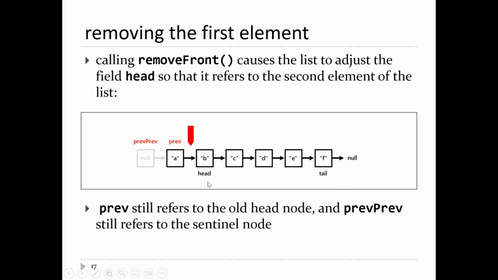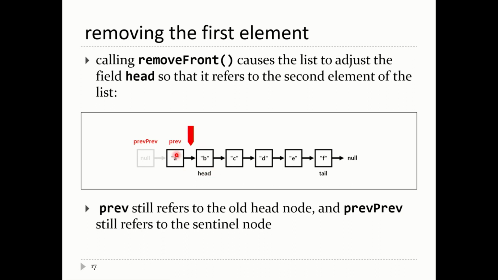If you call removeFront, you end up with the following picture. The linked list adjusts the head node so that it points to the B, the second node. Previous and previous-previous both move forward one position. So previous now refers to the A. Previous-previous is now the sentinel node. But the head of the list is here.